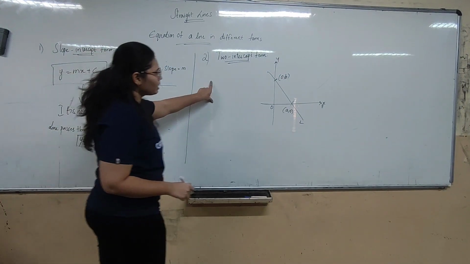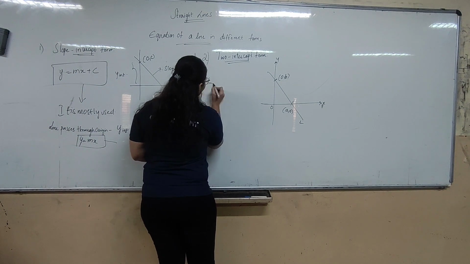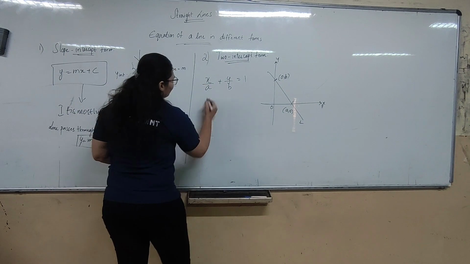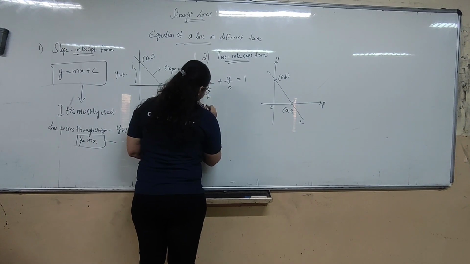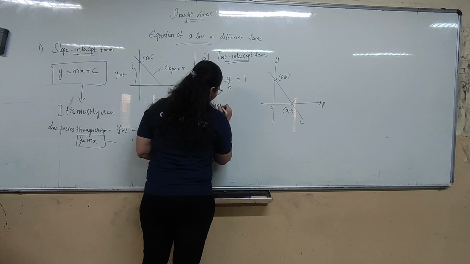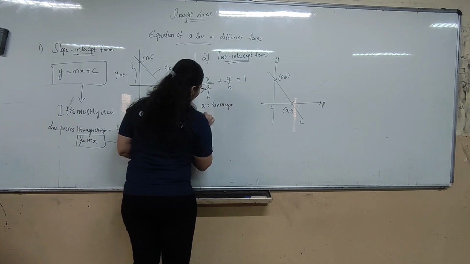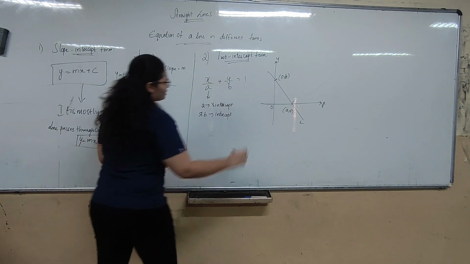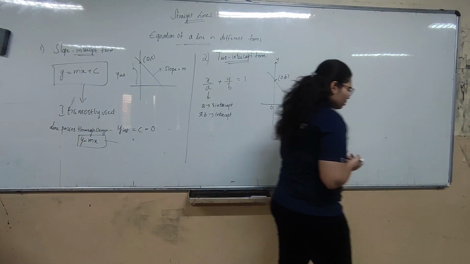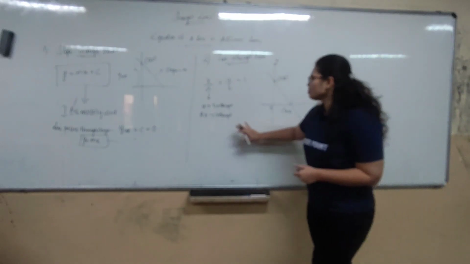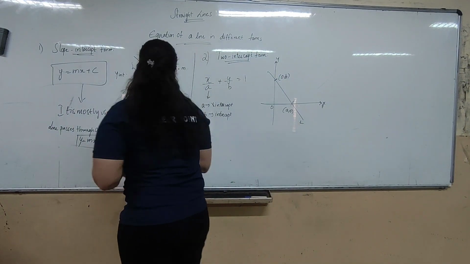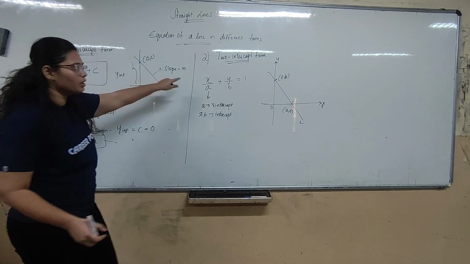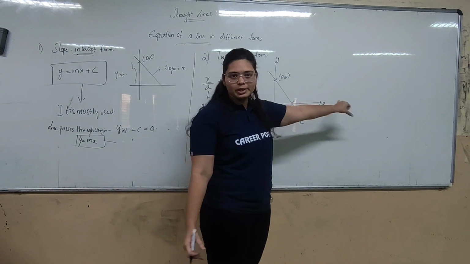So, what will be the equation? Right, x/a + y/b = 1, where a is the x-intercept and b is the y-intercept, right? So this is the second form of the equation. In the previous equation the y-intercept and slope were given, whereas in this equation two intercepts are given.